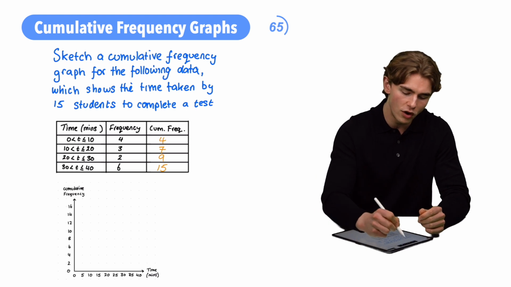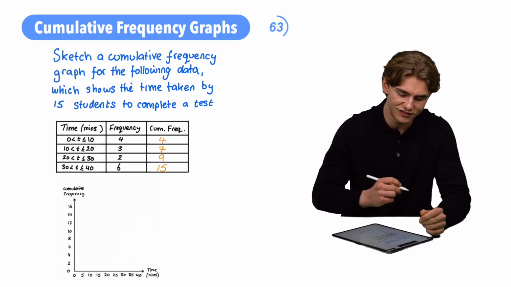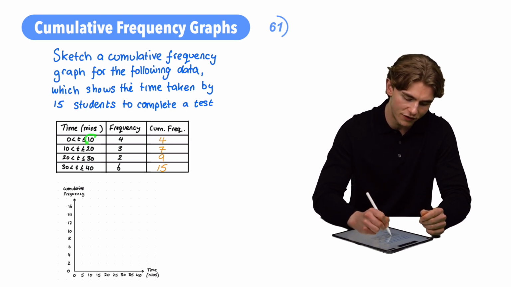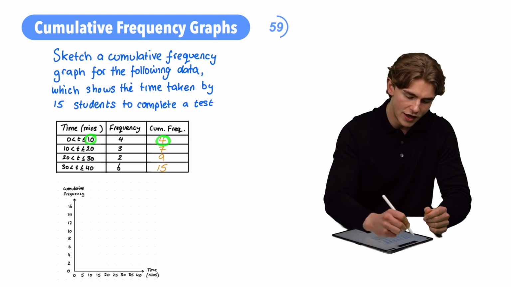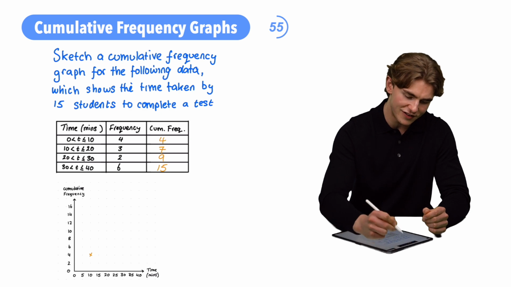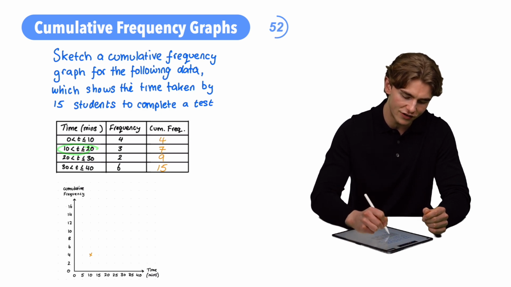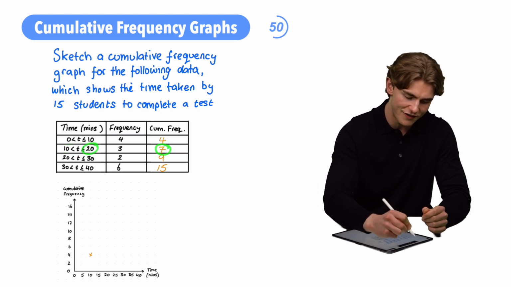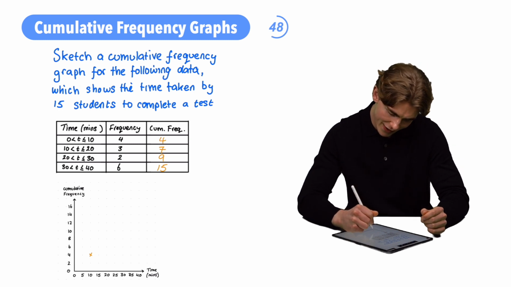Next up, we're going to plot all of our points at our endpoints. So we're going to have between 0 and 10, so plotting at 10, a cumulative frequency of 4. So going along to our time, 10 is going to be a cumulative frequency of 4. Next up, between 10 and 20, so plotting this one at 20 minutes, we're going to have a cumulative frequency of 7. So we're going to go over to our 20 and up to 7.